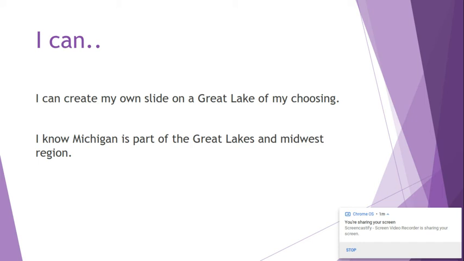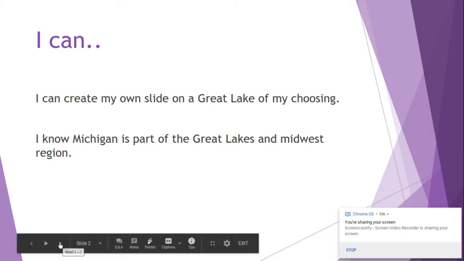The Great Lakes are so important to Michigan. They provide so many different resources for us. They provide tourism, they provide food in the form of fishing, they provide an opportunity for shipping and manufacturing goods to travel through our Great Lakes to other states. So there's so much that goes on here that it's important to know them, okay, and get an idea about their different characteristics.